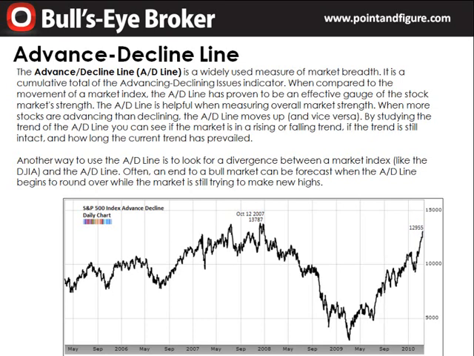Another way to use the AD line is to look for a divergence between a market index, like the Dow, and the AD line. Often at the end of a bull market, one can see that the AD line begins to round over or roll over while the market is still trying to make new highs.